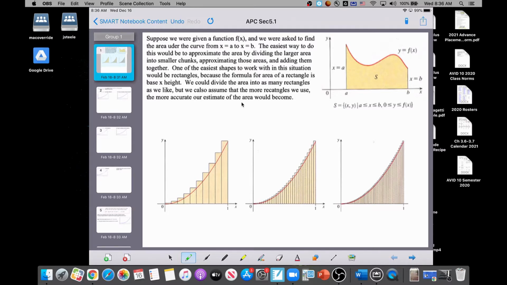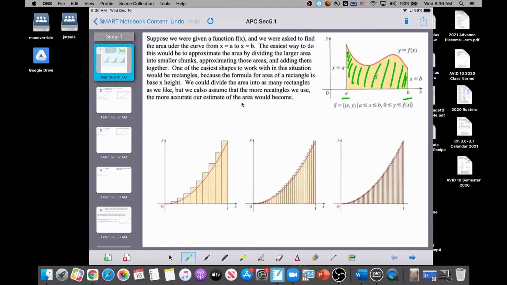So suppose we were given a function f of x and we were asked to find the area under the curve from x equals a to x equals b. So if we look at the picture on the right hand side of the screen, we would be talking about this area right here from x equals a to x equals b. The easiest way that we can do this is by approximating the area by dividing that into smaller chunks and approximating those areas and then adding them together.